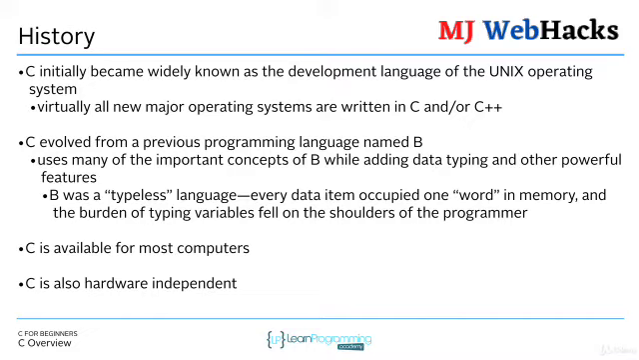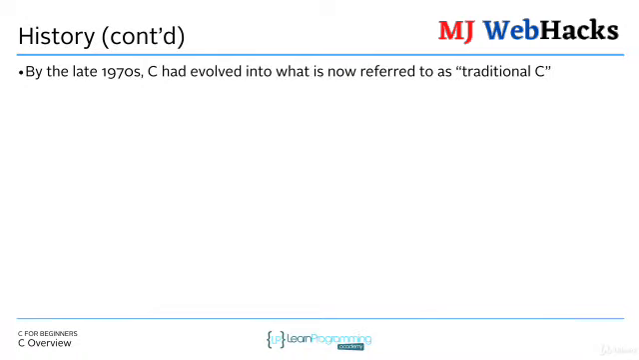If it's hardware independent, that means it's more portable. What that means is you can take the program and run it on a different operating system. So available for most computers means that you can write a C program. It doesn't necessarily mean it's going to work unless it's portable. So being hardware independent means it may work on many other systems. By the late 1970s, C had evolved into what is now referred to as traditional C. This is what you're going to see in this class, traditional C.